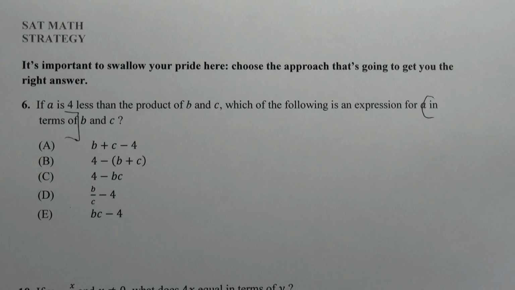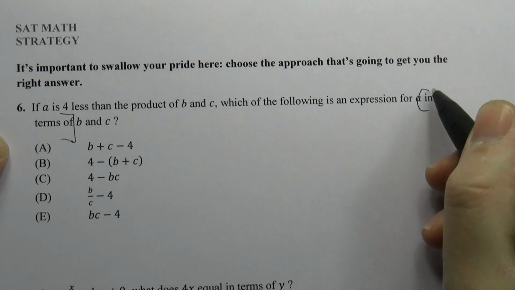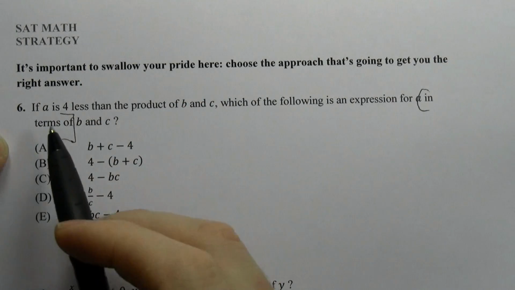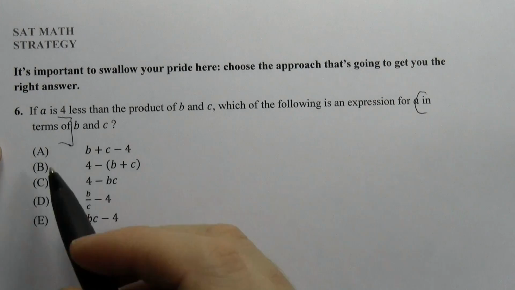Okay, so when we see the phrase "in terms of," we want it to automatically trigger the idea that we have 2 choices. We can either solve algebraically, or we can swallow our pride and put in our own numbers. In this case, I bracketed the phrase right here. It says, if A is 4 less than the product of B and C, which of the following is an expression for A in terms of B and C.